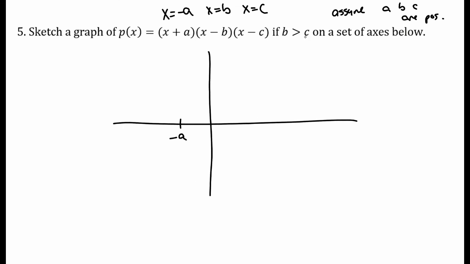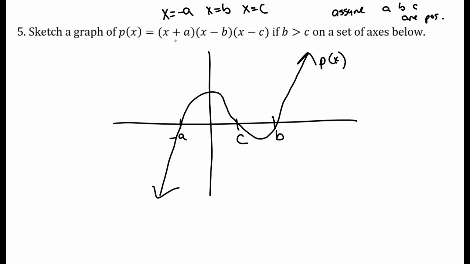b is bigger than c, so who should come next? b is positive and c is positive, so that's over here. b is bigger, so b is going to be there, and that's c. If you picked your favorite numbers and plugged those in, you're going to get a graph with that type of shape. So sketch a graph of p of x. The key thing that I want you to recognize here, if those are my factors, these are my zeros. We have to assume here that a, b, and c are positive. I left that off.